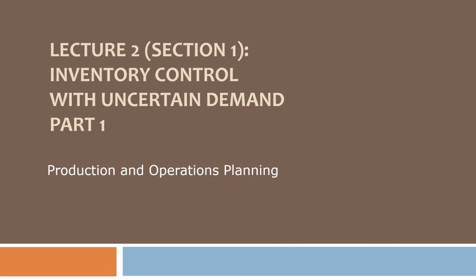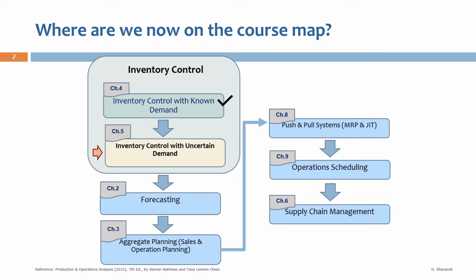Hi everyone, let's start lecture 2, which is chapter 5 of our textbook, and it will be about inventory control with uncertain demand. This chapter will be covered in 3 sections in 3 weeks. So this is section 1, and this is the first part of section 1. On the course map, we have completed chapter 4, which was about inventory control with known demand. And now we are going to start chapter 5, which is about inventory control with uncertain demand.